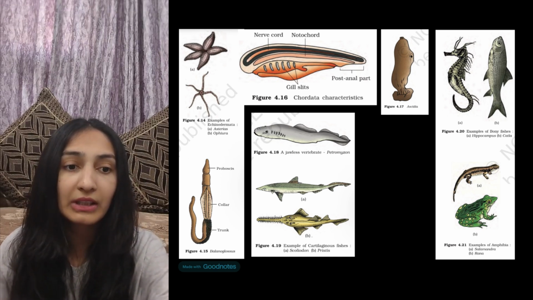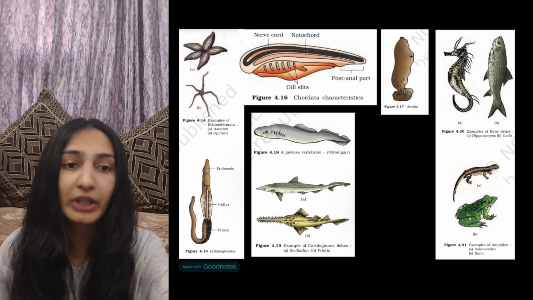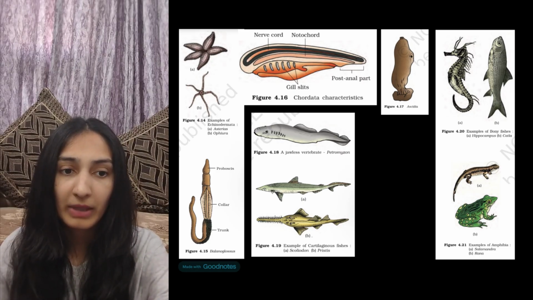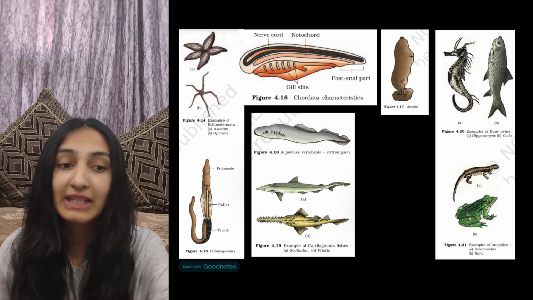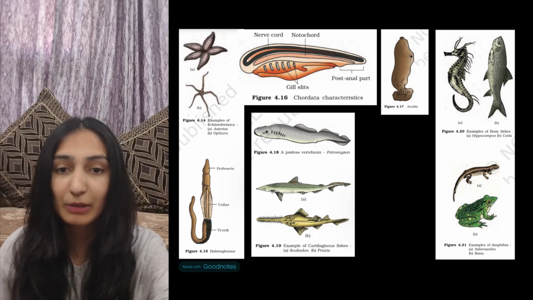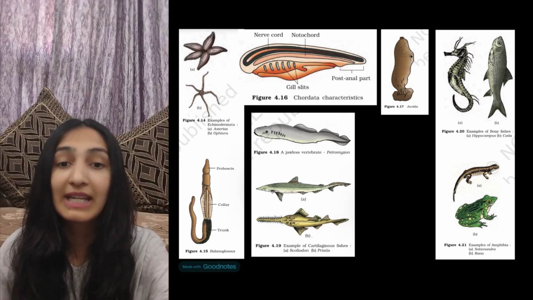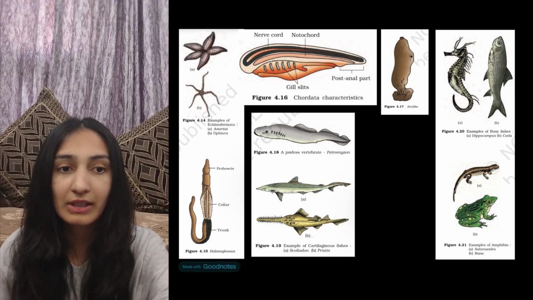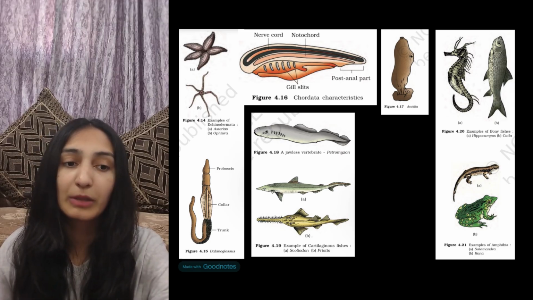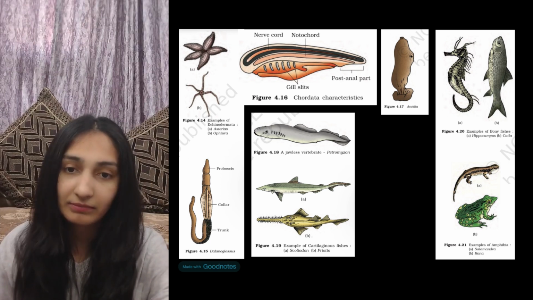Now 4.17 depicts Ascidia and 4.18 shows a jawless vertebrate, that is Petromyzon. 4.19 depicts the examples of cartilaginous fishes. First is Scoliodon and B is Pristis. Now 4.20 depicts the examples of bony fishes. First is your Hippocampus, B is Catla. 4.21 depicts examples of Amphibia, that is A is Salamandra and B is Rana.